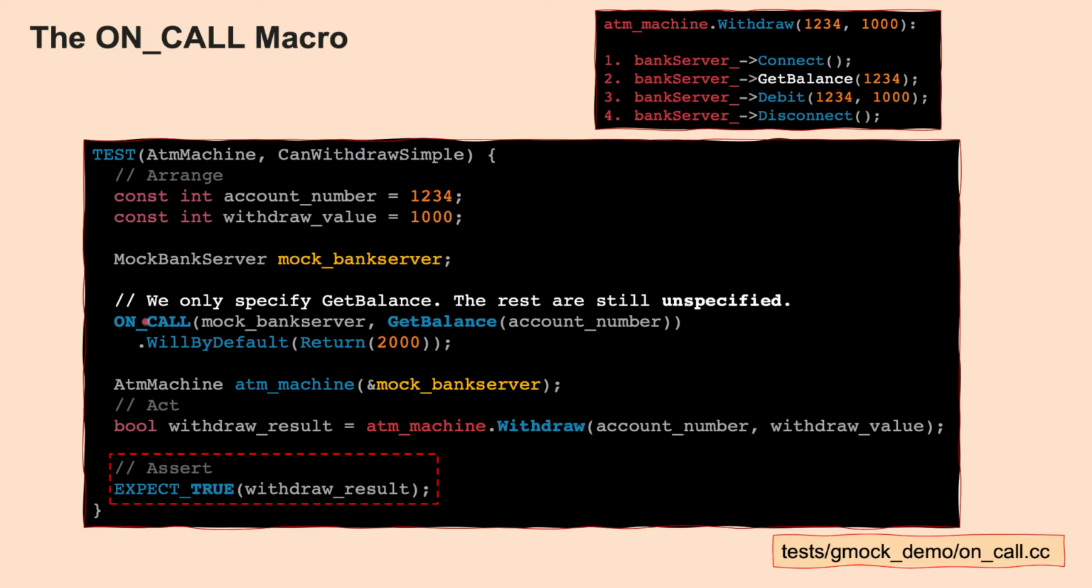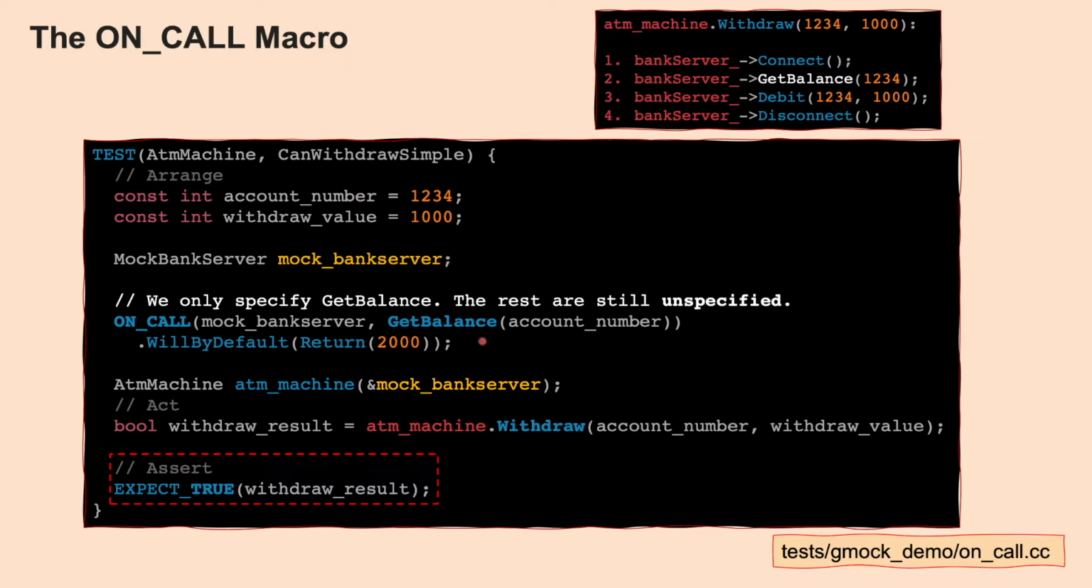If you use the onCall macro, you can actually mention that on my mock bank server, which is the mock object that we created, if the getBalance of this mock object is called with the parameter of account number, which is 1, 2, 3, then return $2,000. So of all the functions that are called, we only specified this one, which is the most important one. And when the $2,000 value is returned, the ATM machine will think that we have enough money in the account and it can withdraw, and therefore the result will be true, and we can verify it using expectTrue.